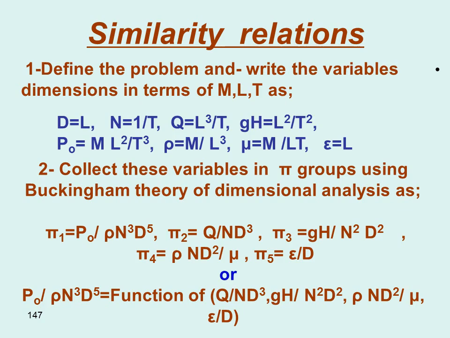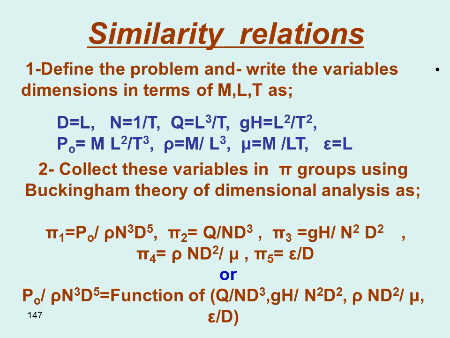Rho n d squared over mu, which we call Reynolds number, and epsilon over d, the relative roughness. Since we always use water in these turbines, of the same density and viscosity, this means rho and mu are not changed. The results of experiments indicate that Reynolds number rho n d squared over mu has no effect on the power, and also relative roughness has no effect too.